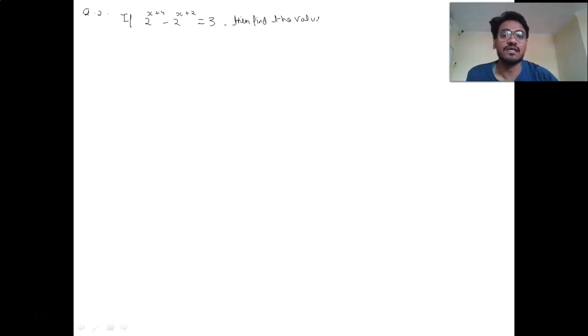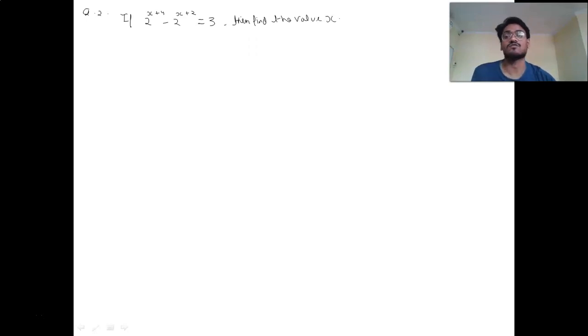वो पहले तो क्वेश्चन सिंप्लीफाई के थे, अभी देखना ये क्वेश्चन किस तरीके का बनता है. See, if 2 raised to the power x plus 4 minus 2 raised to the power x plus 2, if this whole thing is equal to 3, that means we are given an equation. Then find the value of x. आपको x की वैल्यू इसके अंदर बतानी है, ठीक है.